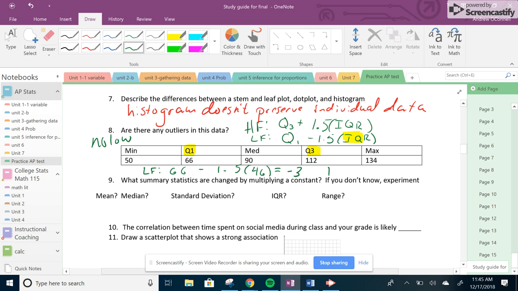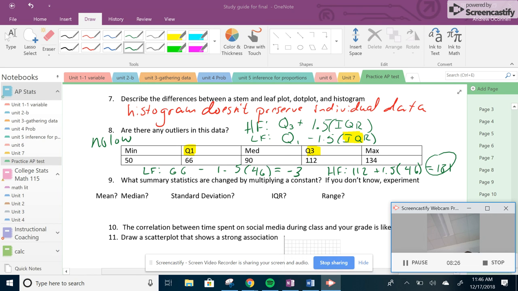Find the high fence. Q3 is 112 plus 1.5 times the IQR of 46. 181 is right. Now look at the data. Are there any high outliers? No, because our maximum is 134 and our high fence is at 181. Hypothetically, if there was a maximum of 200, then yes, anything above that 181 would have been an outlier.